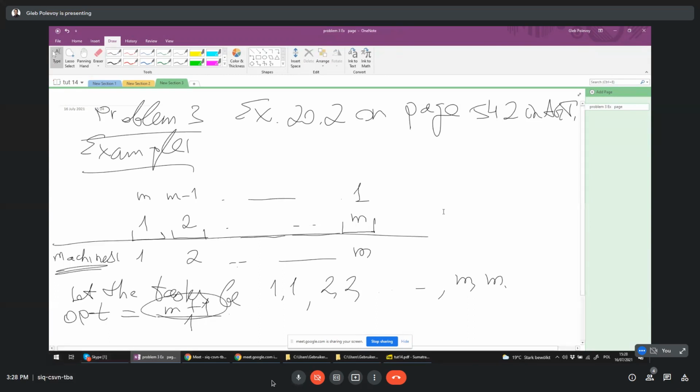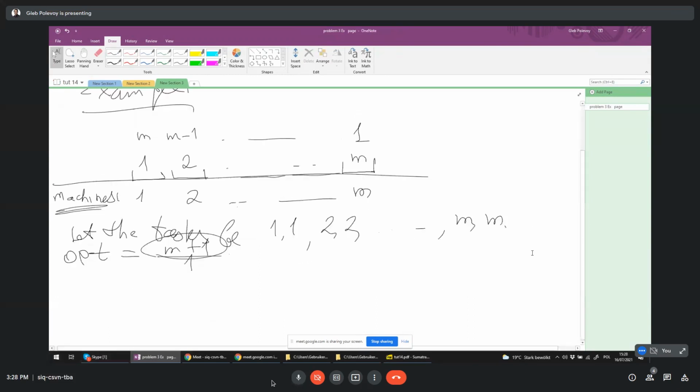Now, suggest another equilibrium. It doesn't matter if the optimum is also an equilibrium, but suggest something else which is an equilibrium, which will have a worse makespan. Suggest a pure equilibrium which will have a worse makespan. So rearrange those tasks differently.